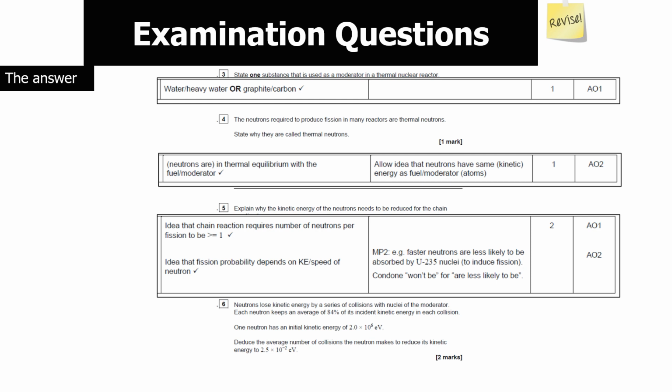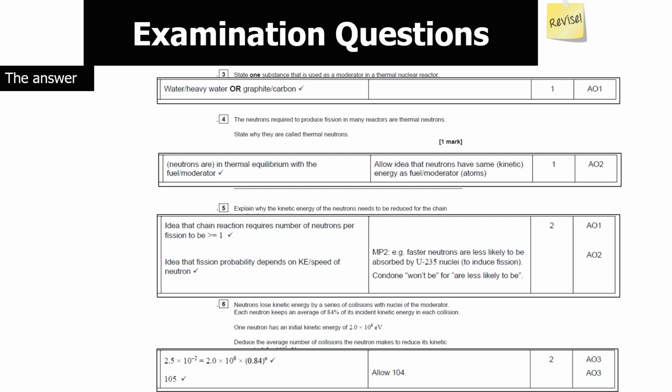Now when you're losing a percentage or keeping a percentage of energy in each collision, you can work it out by multiplying the value you're keeping by the number of collisions. So in this case it's 84%, so it's 0.84, so you can see we're multiplying the value by 0.84 to the power of n. So we can say the final value is equal to the initial times the percentage kept to the power of the number of collisions. So it's 2.5 times 10 to the minus 2 equals 2 times 10 to the 6 times 0.84 to the power n. We can then rearrange it, make n the subject. Remember, if you've got exponentials you can use logs when you're rearranging that to get 105 out.